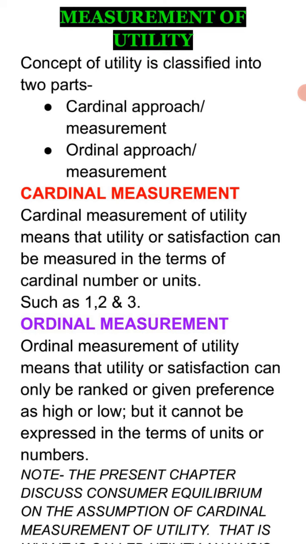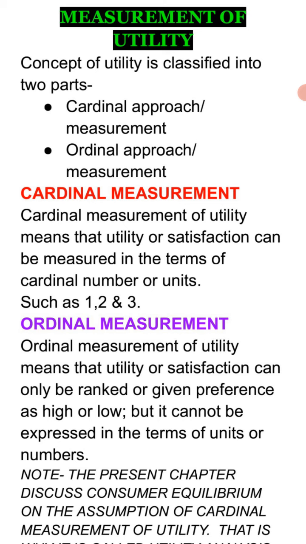Now the next topic is the measurement of utility. If we talk about the measurement of utility, you will find there are two different concepts of measurement. The very first is the cardinal approach, and the second one is the ordinal approach. According to the cardinal approach, whatever satisfaction we get from the consumption of goods and services can be measured in terms of utils. For example, 1, 2, 3, 4, 10, 20, 30, 40 and so on.